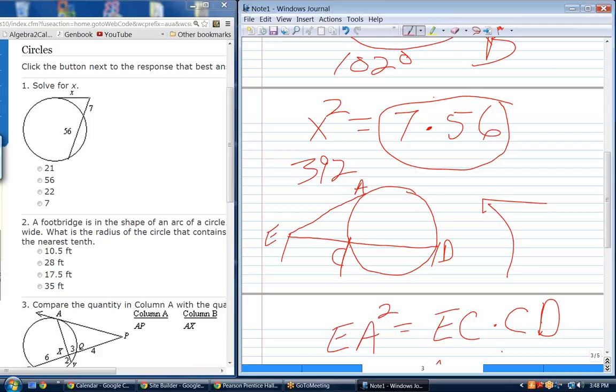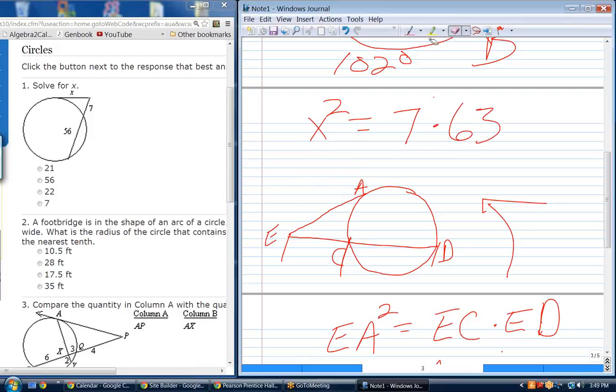Ah, I got my formula wrong. I was writing it from the book, and I was right the first time. It's EC times ED. Now that makes far more sense to me. In other words, I explained it to you wrong. EA times EA is equal to EC times ED. So in our case, it's x squared equals 7 times 7 plus 56, 63. Okay. Do 7 times 63. Square rooting that, it comes to 21. Okay, so that's the answer. I'm glad I saw that. I wrote it wrong, and then I thought I had written it correctly, and I changed it.